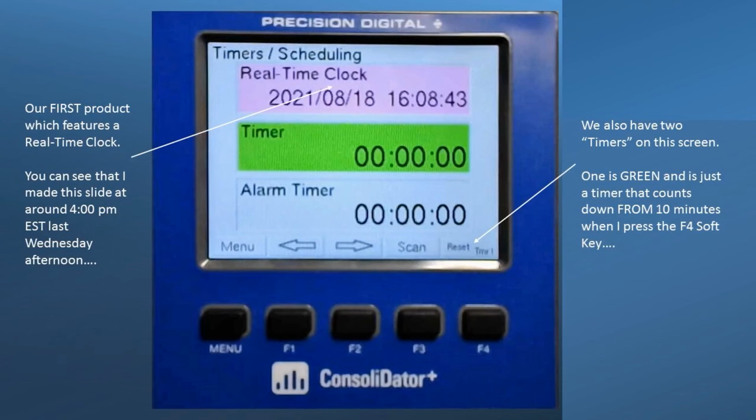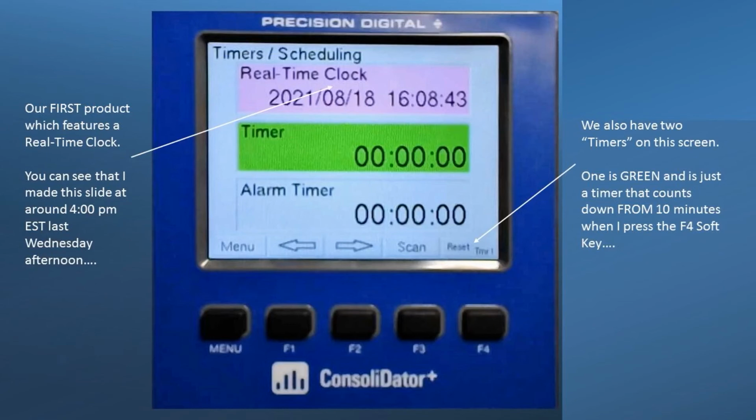But this real time clock here, this is the first product made by Precision Digital that has a real time clock that can be used for something. It can be used to perform a meter function, or pretty much anything. The only other product that had a real time clock is one of our flow totalizers, and the only thing that clock was used for was data log. That's it. And that was fine for that product. That's all people needed it for. But with this product, we added a real time clock, and we're actually able to program with it.